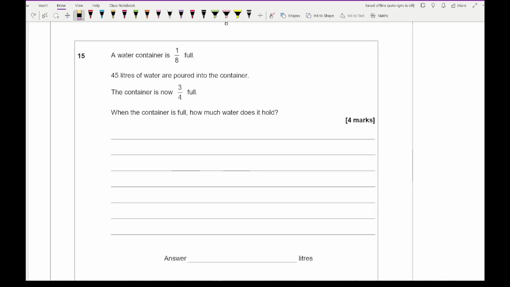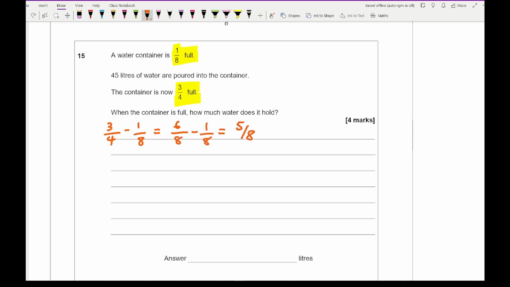Then moving on to question 15, it says the water container is 1/8 full. 45 litres of water are poured into the container and the container is now 3/4 full. When the container is full, how much water does it hold? Now for this particular question, what we need to do is first of all find the difference as a fraction. So we started off with 1/8 and we're now at 3/4. So if I work out the difference, I've got 3/4 minus 1/8. Now if this was on a calculator paper, I could just simply type into my calculator. If not, I need to get a common denominator, so that's going to be 6/8 minus 1/8, which is 5/8.